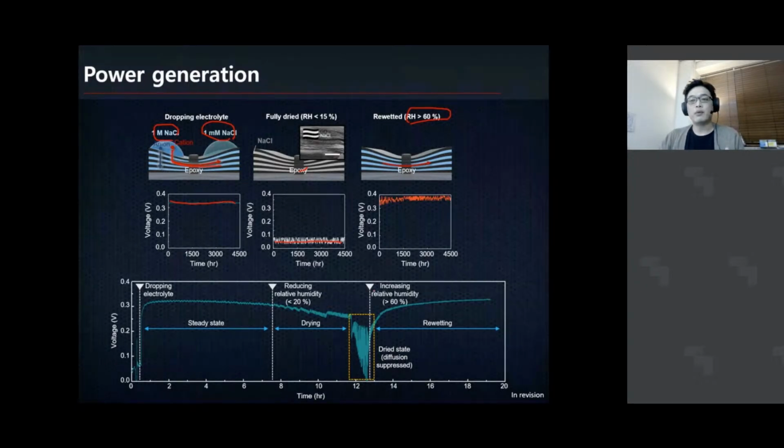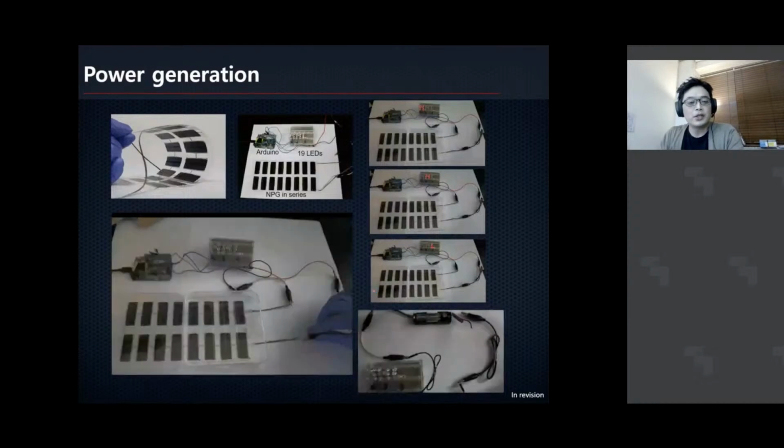Okay, so why is that important? Because this kind of device you can carry in your pocket. If it's too wet, you cannot carry it. So I think that's the concept. You can make a kind of portable energy generation device. Maybe, I'm not sure, but hopefully. Okay, so here's the example.